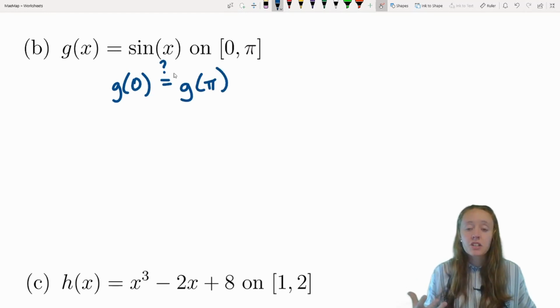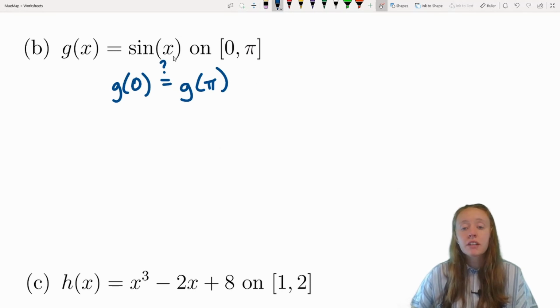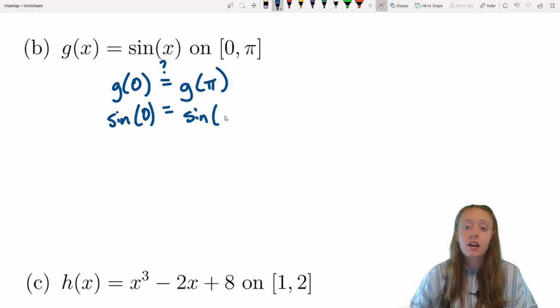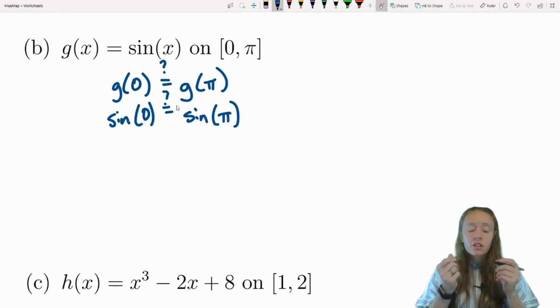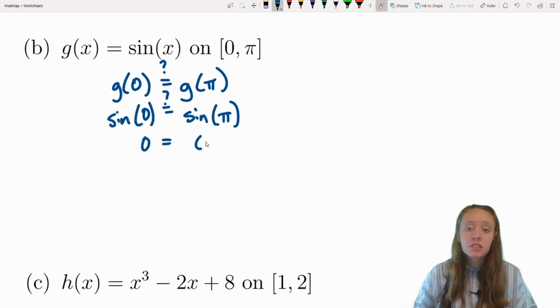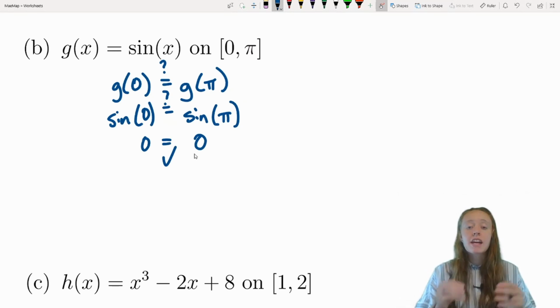That is our question. If I plug 0 in for sine of x, I'll get sine of 0, and if I plug pi in for sine of x, I'll get sine of pi. Does sine of 0 equal sine of pi? Sine of 0 is 0, and sine of pi is 0. 0 does indeed equal 0, so yes, f of a equals f of b. And because they're equivalent, I can use Rolle's theorem.